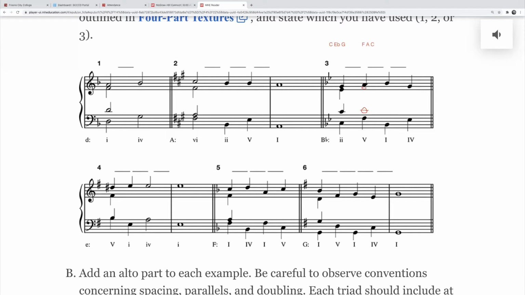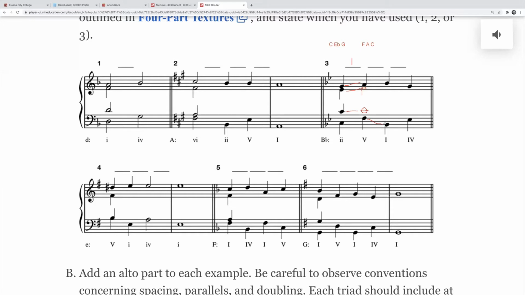So we had common tone, stepwise motion. We had stepwise motion in the soprano that the book gave us. We made stepwise motion in our alto, and we had common tone in the tenor. So that's way number 1. Good. All right. The bass has moved down a fifth.